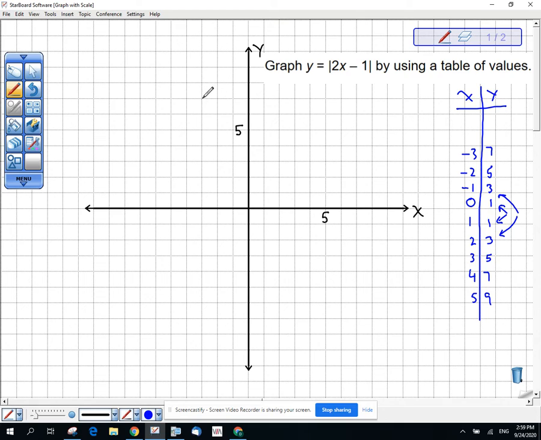-3, +7 is here, and then we're just going like this. There's (0, 1), (1, 1), (2, 3), (3, 5), and (4, 7). (5, 9) would be up here, so I'll just avoid that. This is going to be long enough. Now, again, they're shaped like a V.